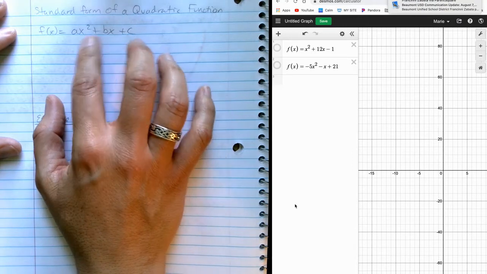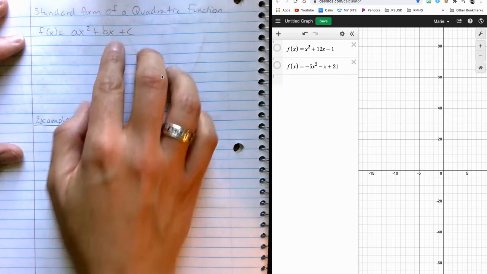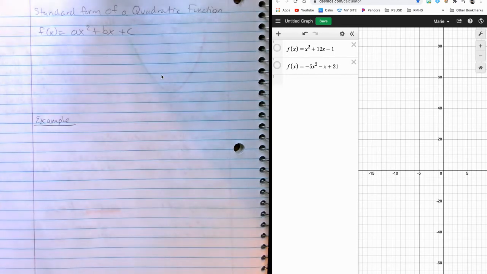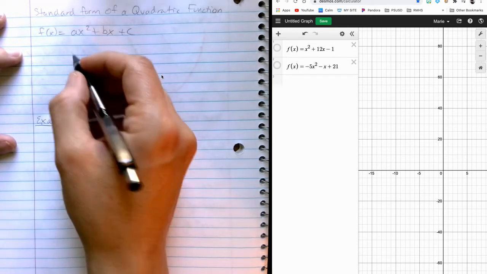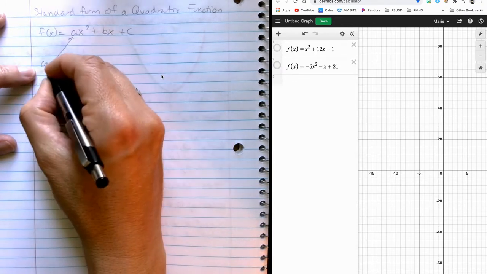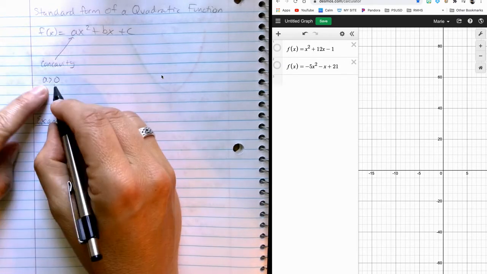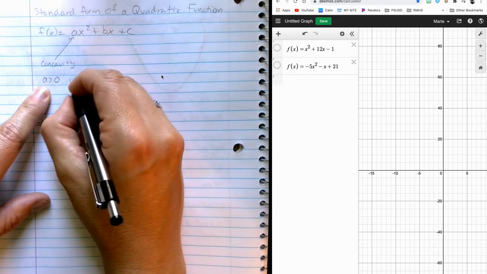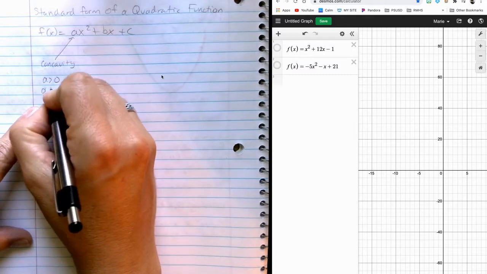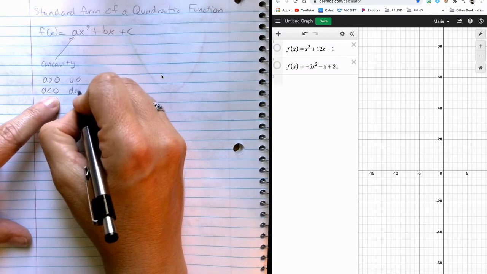Okay, so let's talk about what this means here. So the a right here in the beginning is going to give you your concavity. If it is positive, remember if something's bigger than 0, it's positive, it's going to be concave up. If it's negative, that means it's less than 0, it's going to be concave down.